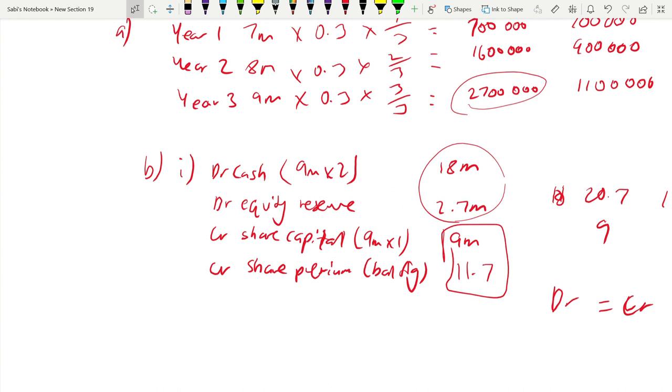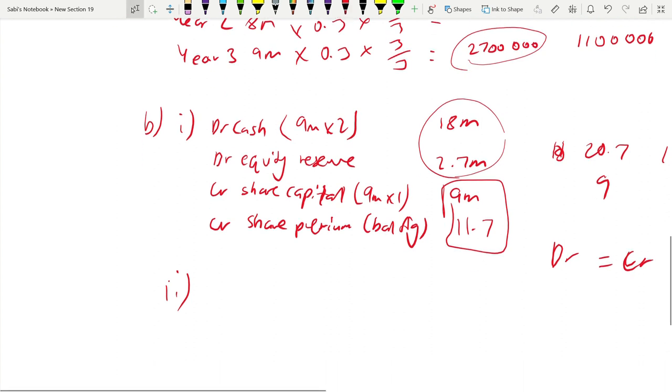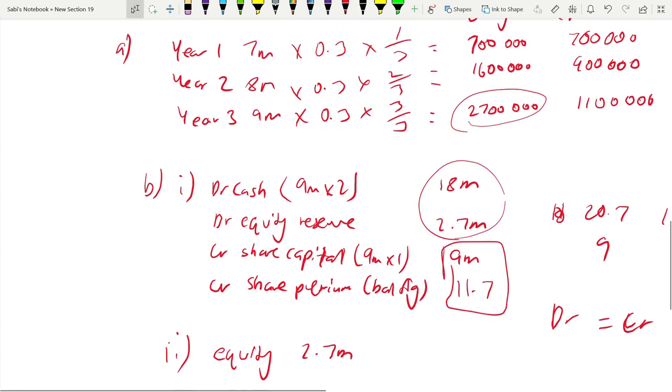What about the second? When you don't exercise the option, whatever is there in your equity reserve, you can transfer to retained earnings. It's your choice. Okay, you can choose to transfer to retained earnings. But how much will be your equity? Equity remains at 2.7 million. This amount. Okay, that's it.